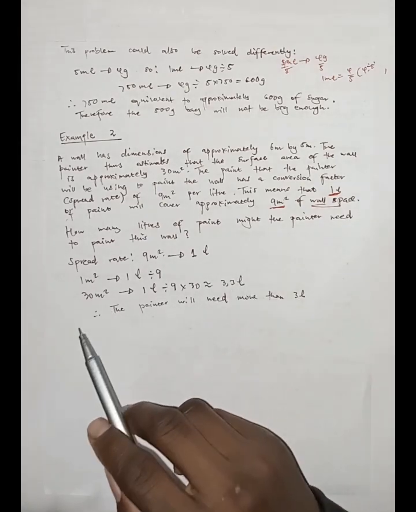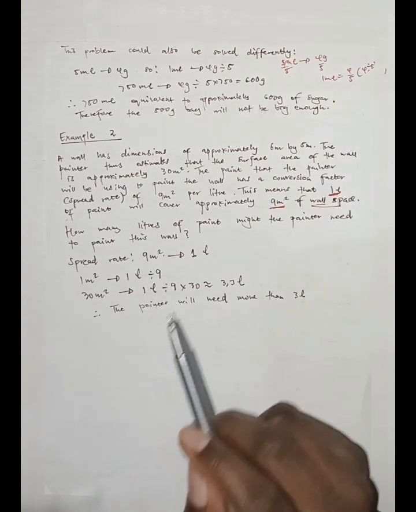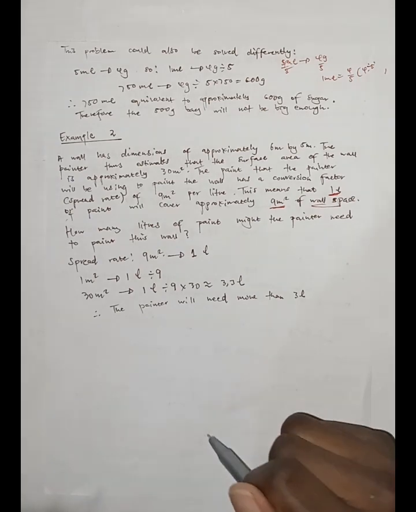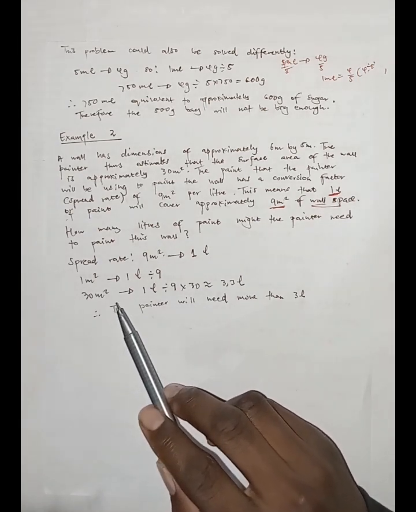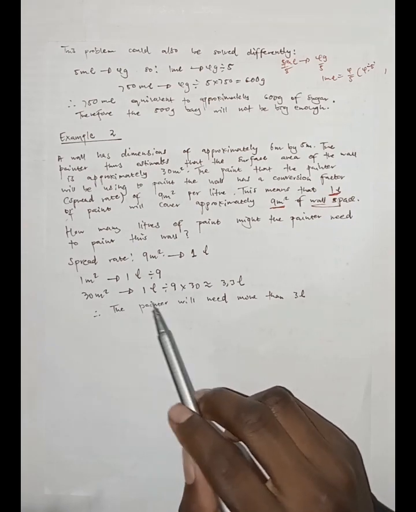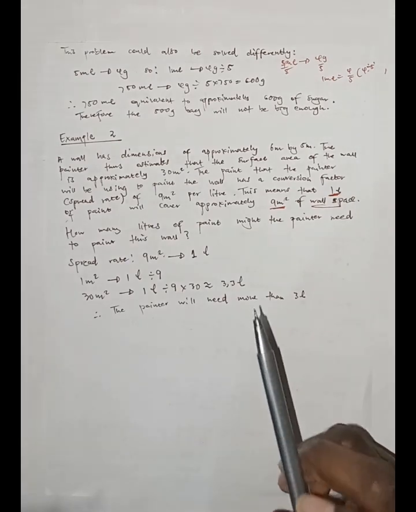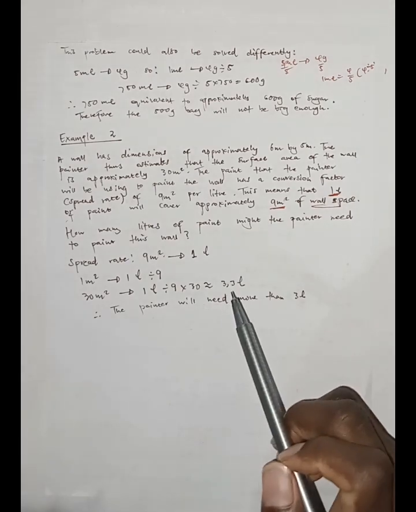1 cubic meter is equivalent to 1 liter divided by 9. Remember how we got that? I explained that in the previous example. It's the same way, guys. Okay, so here it says 30 cubic meters is equivalent to 1 liter divided by 9 times 30, timesing by that 30, because it's 30 times.